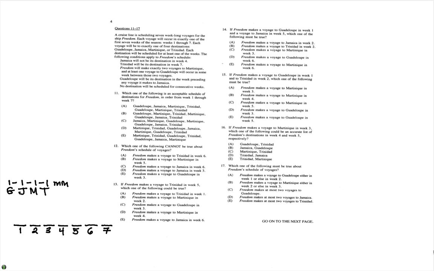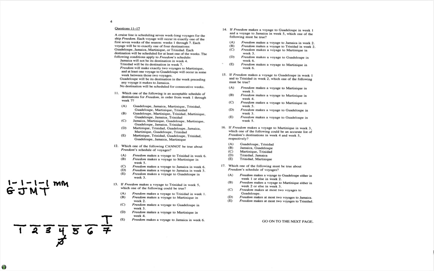So now let's look at the conditions. The first rule tells us Jamaica will not be its destination in week 4. So we know that Jamaica won't be coming in week 4. The next rule tells us Trinidad will be its destination in week 7. So now we've placed Trinidad. It's possible Trinidad shows up again, but at least once, and there's the at least once in week 7.